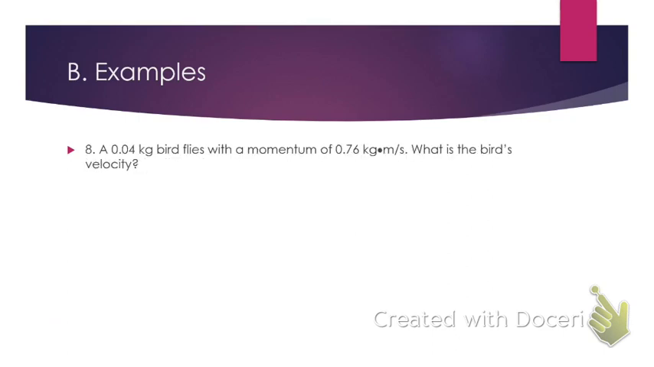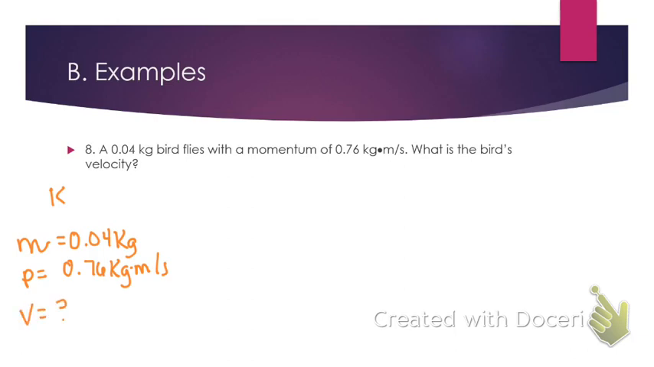So we have one last example to take a look at, and that is looking at this bird. It tells us that to start out for our K part, we have this bird with 0.04 kilograms. That unit, kilograms, tells me that is its mass. And it tells us that it flies with a momentum of 0.76 kilogram meter per second. So momentum is the P part of the equation. And the last thing, the most important piece, is it's asking what is the bird's velocity. So we're finding the speed.